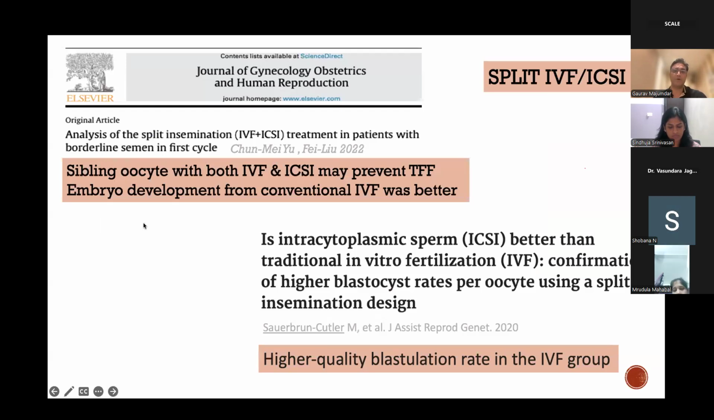There are now papers which have addressed the fact that sibling oocytes with both IVF and ICSI may prevent TFF, but they have seen that the embryo development in the IVF arm will always be better, right? So they are saying that split insemination design is actually a very good strategy to use, knowing that you will obtain a higher quality blastulation rate in the IVF group as compared to the ICSI group, but you are performing ICSI only to compensate for those few fertilization failures, to rescue those cycles, right?